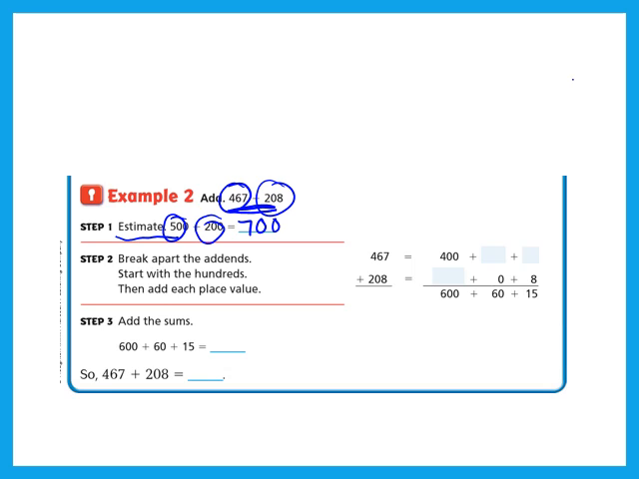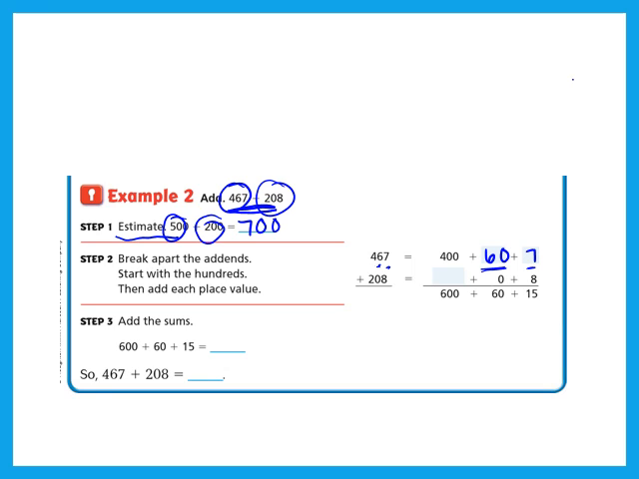Next, I'm going to break apart the add-ins, and basically what I'm doing here is I'm going to rewrite these numbers in expanded form. So 467 equals 400 plus 60 plus 7. I have a 6 in the tens place here, so that's why I have 60 here, and 7 in the ones place, so 7 there.